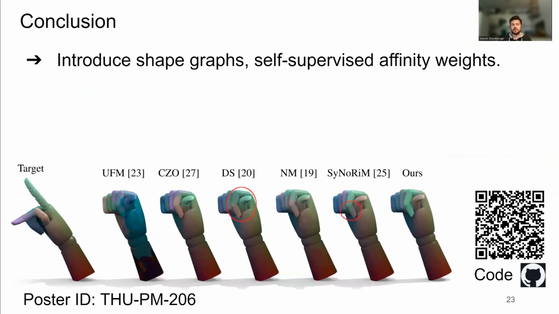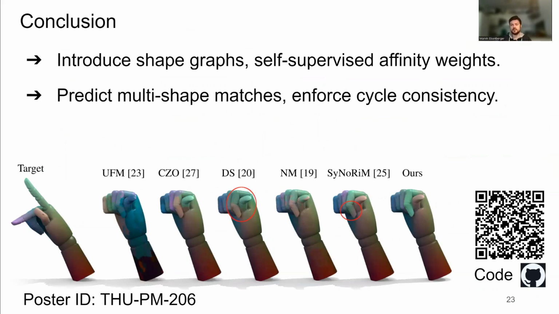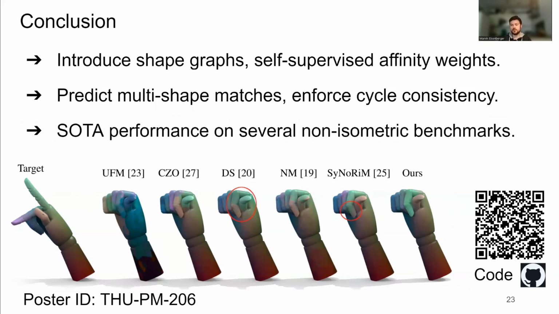Right, so to conclude, we introduced this notion of the shape graphs and the affinity scores, and based on this, define multi-shape correspondences in terms of shortest paths. And we show state-of-the-art performance.